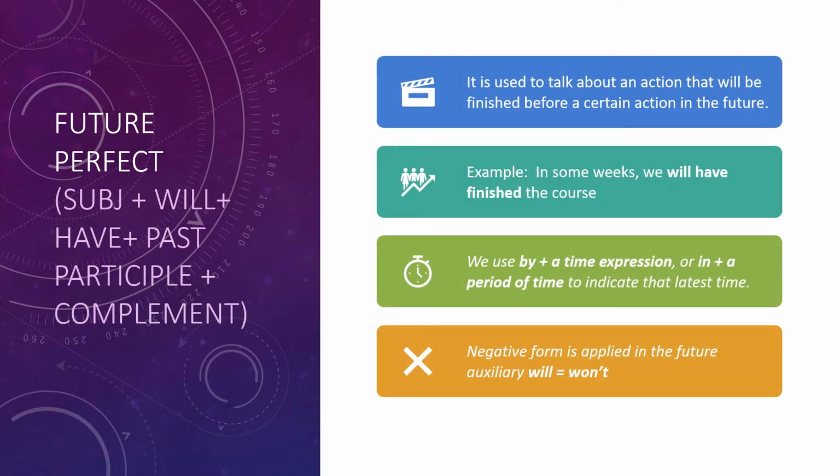It is used to talk about an action that will be finished before a certain action in the future. We can say that it's similar to when we talk about past perfect, that we have two actions. In this one, we have two actions, but in future. For example, in some weeks, now it is future, right? We will have finished the course because we are almost finishing at that moment. So in some weeks, we will have finished the course.